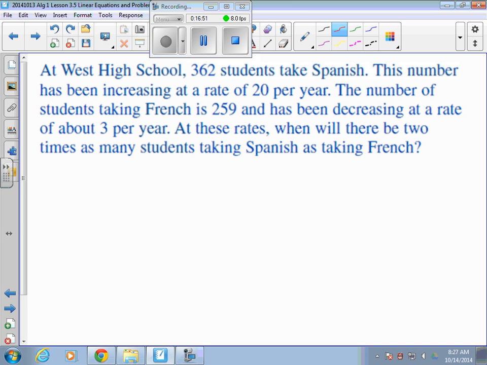Okay, it says here, try this one real quick. This one's a whole lot easier than the last one we just did. Just know when it says, at what point will it be twice as many, you need to multiply the French side by 2. Okay, take about 2 minutes, see if you can get this one. Multiply the French side by 2.